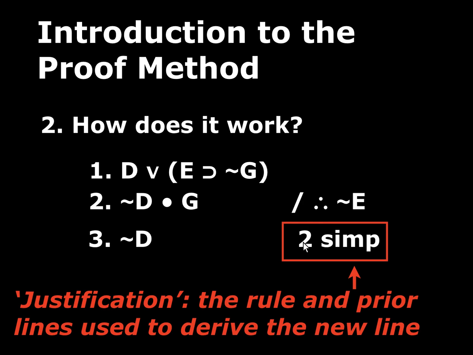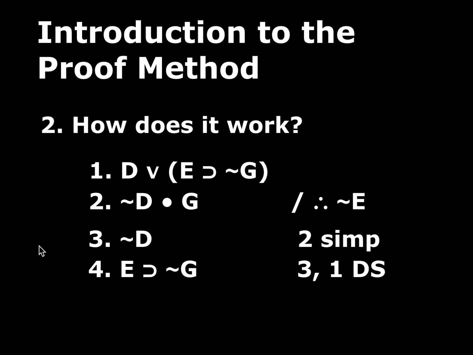Just as a quick preview, what the rule of simplification says is if you have a conjunction, you can write a new line consisting of either conjunct by itself. Line 2 is a conjunction, so I wrote the first conjunct on a line by itself. So this is just the new line. This is the rule that I used and the line I applied that rule to. And I just keep doing that.